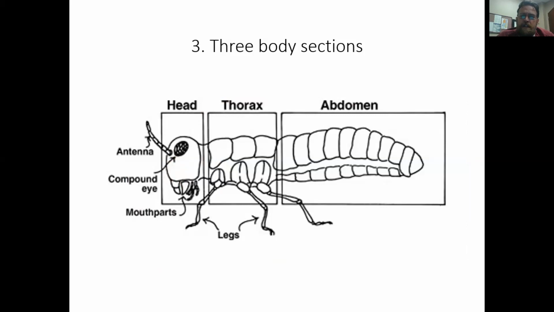Another important thing to describe insects is that they have three body sections. Always start off with the head. That's where they keep their eyes and their antennae and their mouth parts. Their thorax is going to be where you find the legs, and in adult insects, the wings. And then the abdomen, of course, has the digestive system, the reproductive system, kind of what passes for a circulatory system for insects.